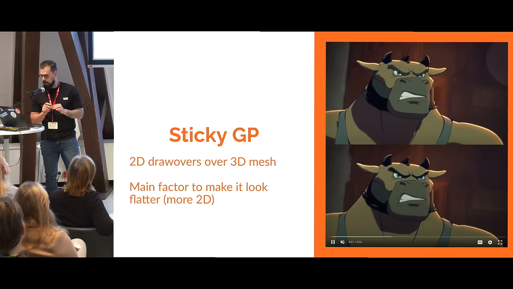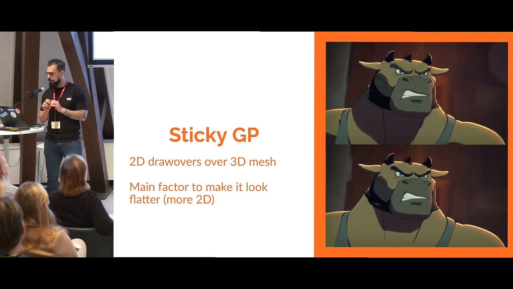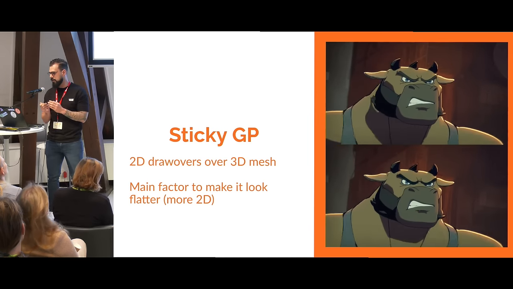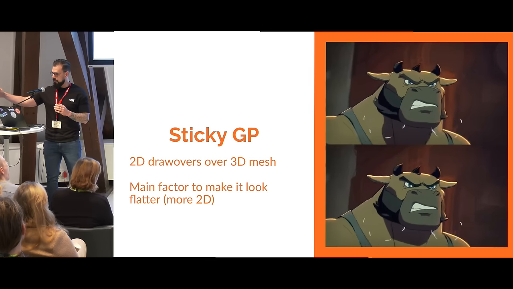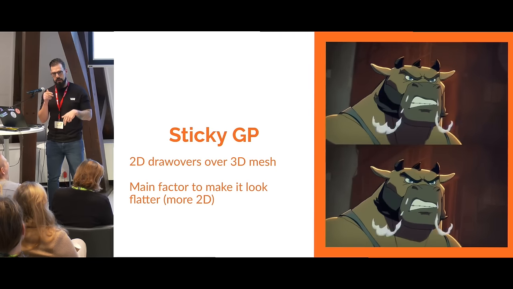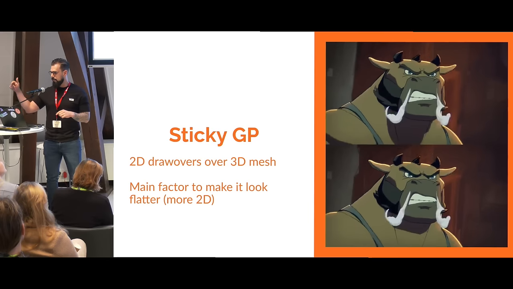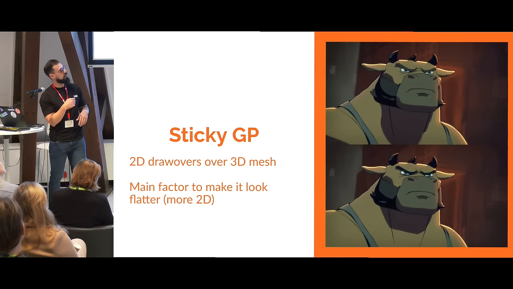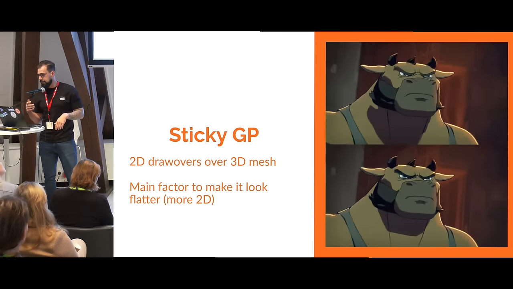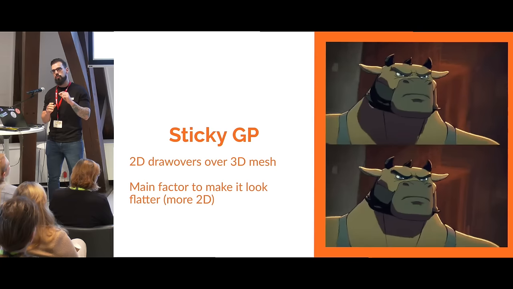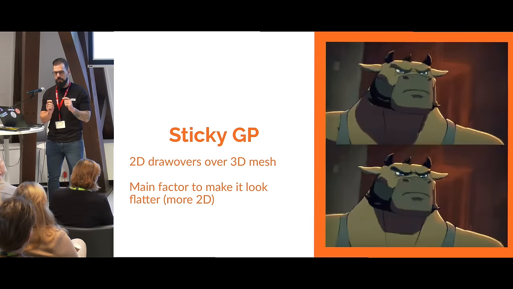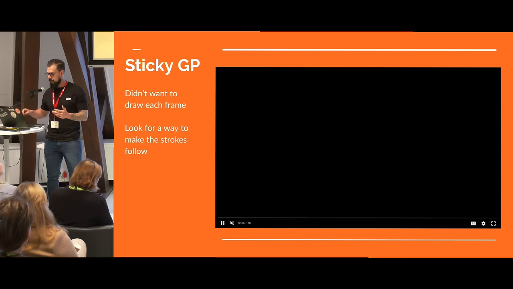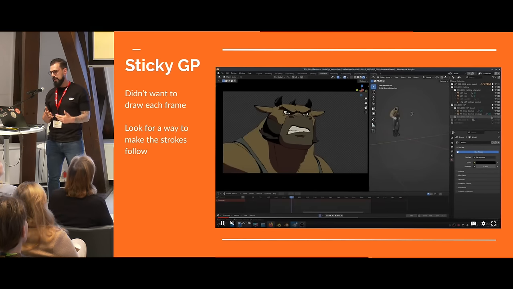So I needed to do drawovers over the 3D mesh. In the video, you can see what I got by default with the light and some flat shading. And what I have below is after I did all the touch-ups. I wanted to make everything flatter, and I wanted to choose what I wanted to do at the same time. So basically, I wanted to draw. But I didn't want to draw every frame because I'm lazy.